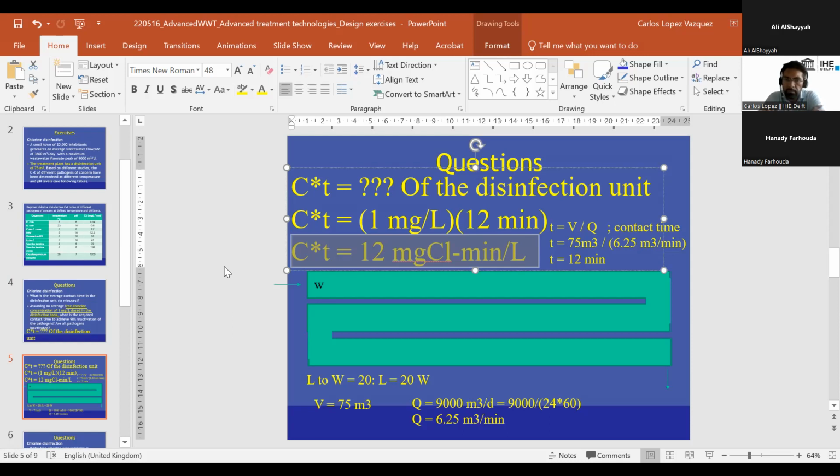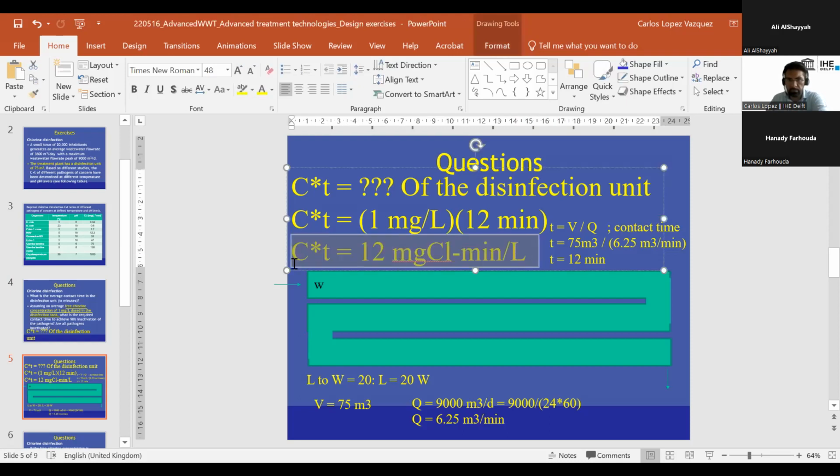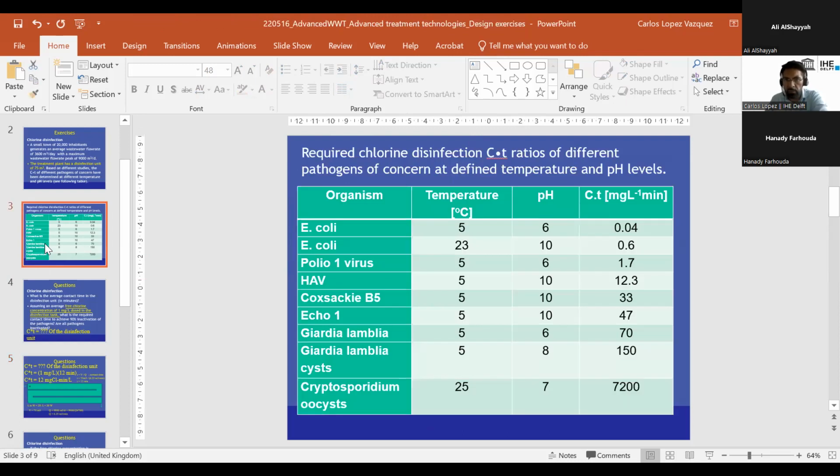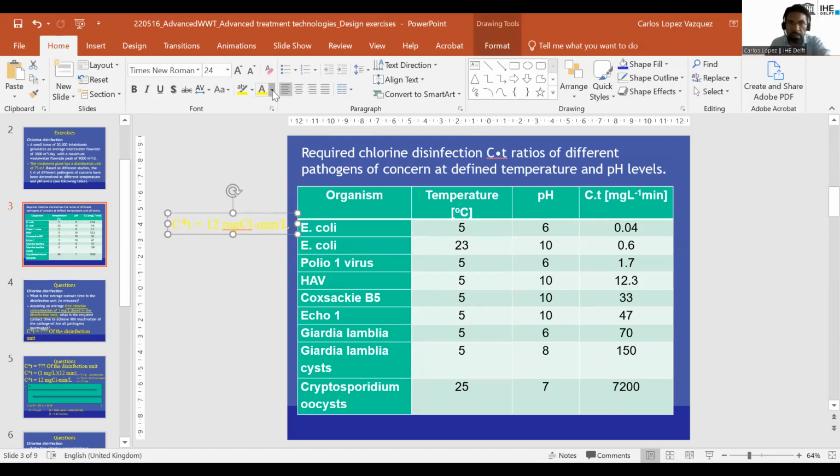the time needed for a 99% inactivation of microorganisms. Okay, and what does it mean for this case? The CT that I can have in my system is 12, and the CT that I need, for example, for E. coli is 0.04, and I can create 12. So will this E. coli be removed or not? Yes, it will be removed.